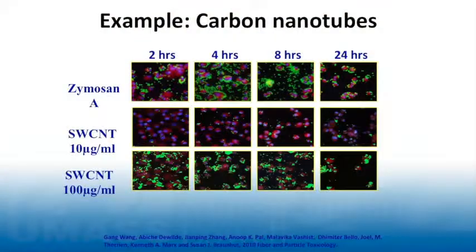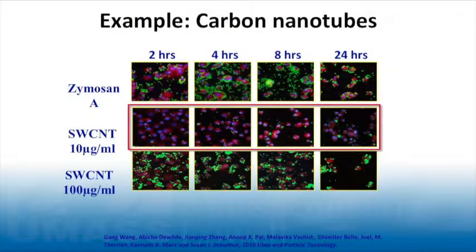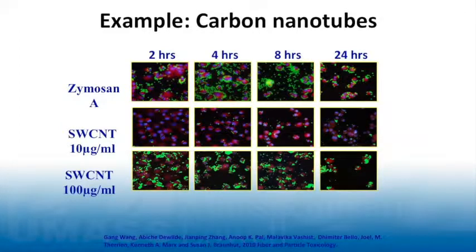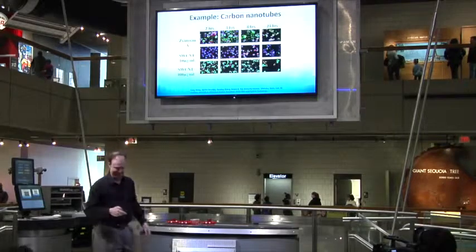Now, SWCNT just means single wall carbon nanotube. And we have two different concentrations, a large concentration at the bottom and a medium concentration in the middle. You'll notice that the cells already gobbled up all of the carbon nanotubes. But over time, you'll notice that at the 100, we have less cells. Where did they go? Well, they popped.